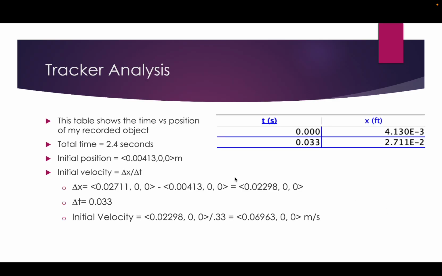And then here's my analysis of the Tracker. So we know that the total time it took for the slide to roll from side to side is 2.4 seconds. And then I can also find the initial position and the initial velocity. Initial velocity is equal to delta x over delta t. And doing this math gets you 0.06963 meters per second.